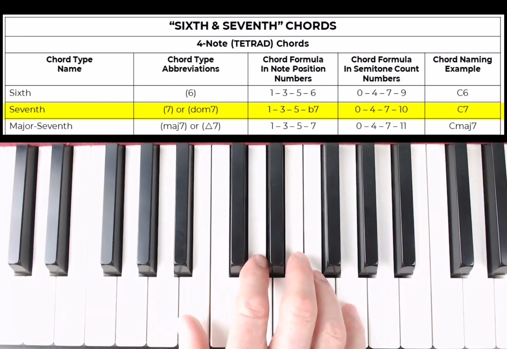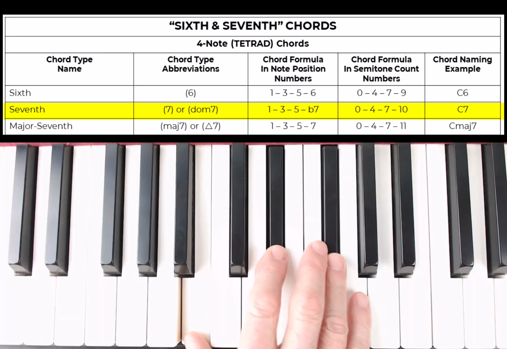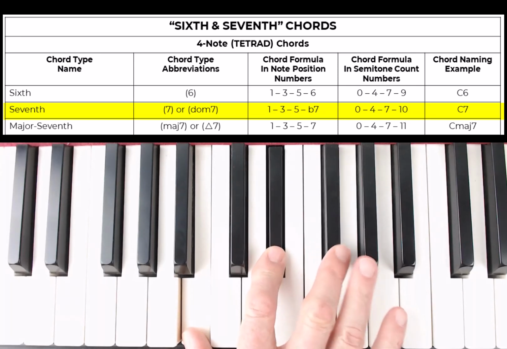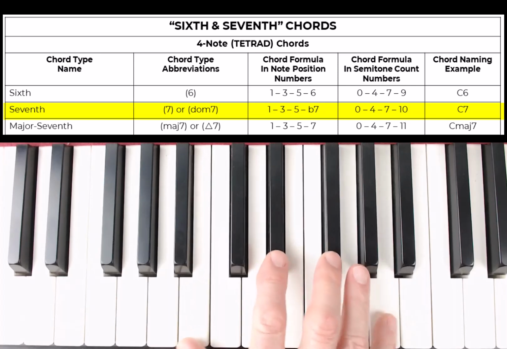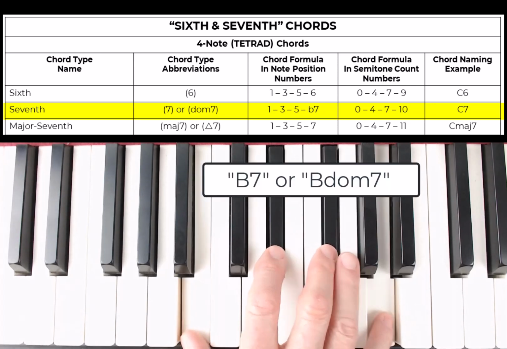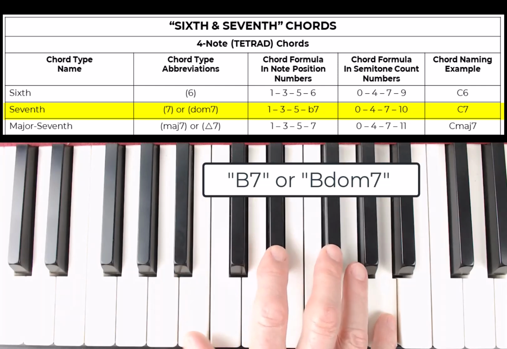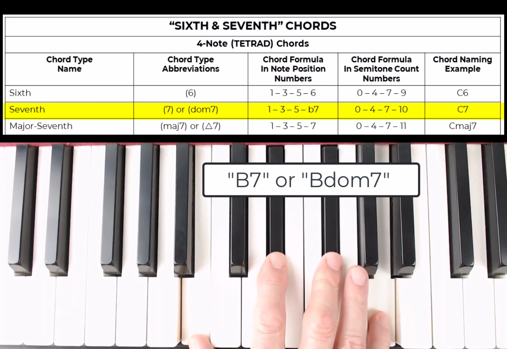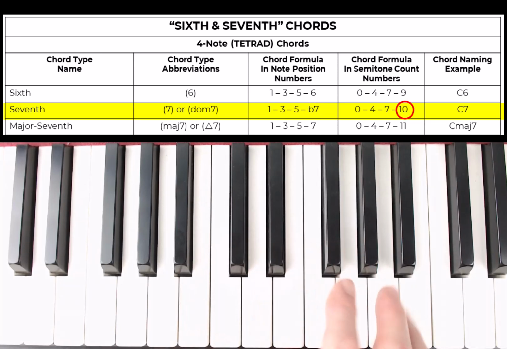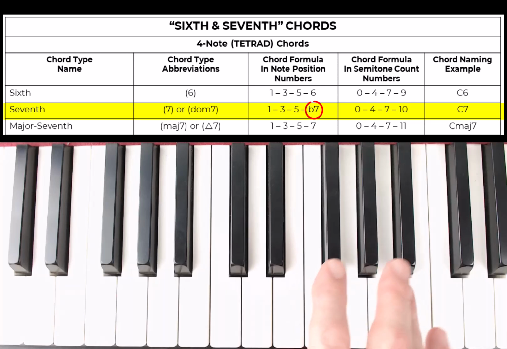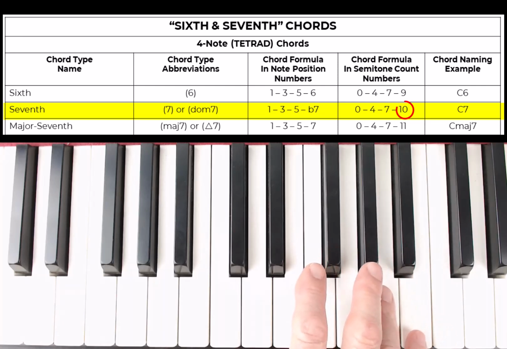Here's a B chord. And then when we add that, there's 7, 8, 9, 10. So that would be a B 7th chord. You should be able to hear that distinctive flat 7 note, or the 10 semitone count, in this particular key. That's the flat 7 note or the 10 semitone count.